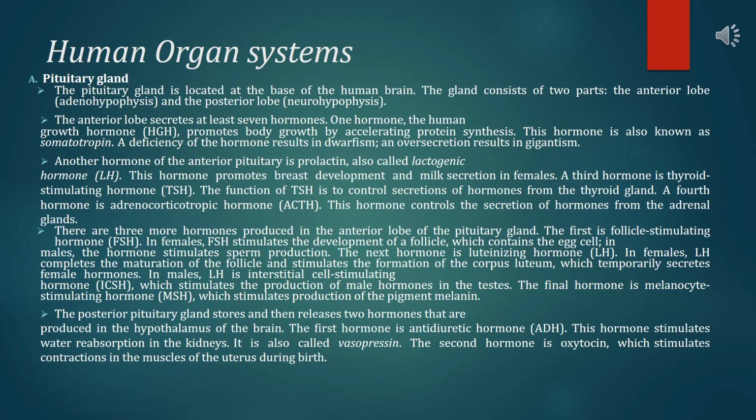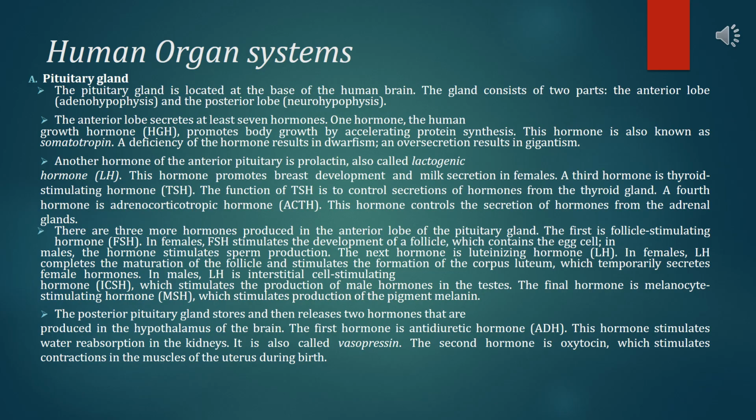Pituitary gland. The pituitary gland is located at the base of the human brain. The gland consists of two parts, the anterior lobe, adenohypophysis, and the posterior lobe, neurohypophysis. The anterior lobe secretes at least 7 hormones. One hormone, the human growth hormone, promotes body growth by accelerating protein synthesis. This hormone is also known as somatotropin.